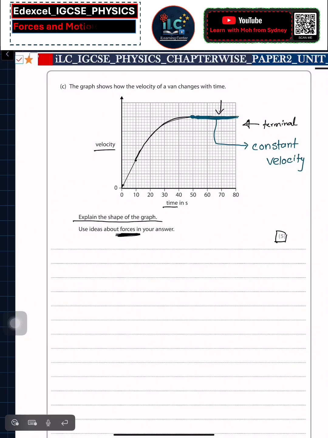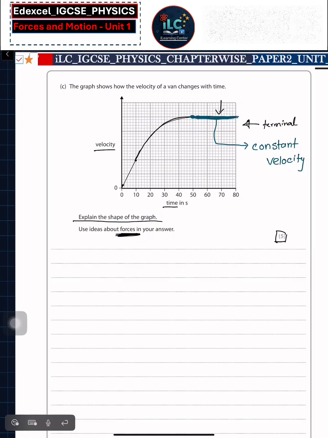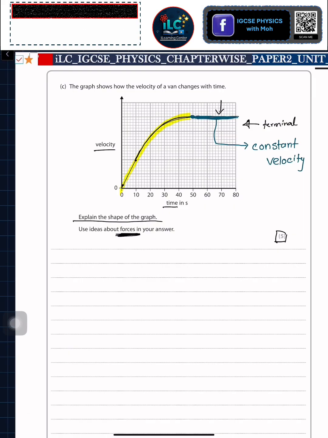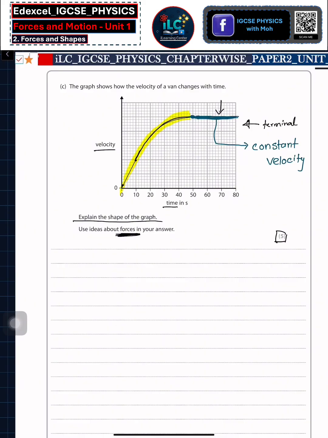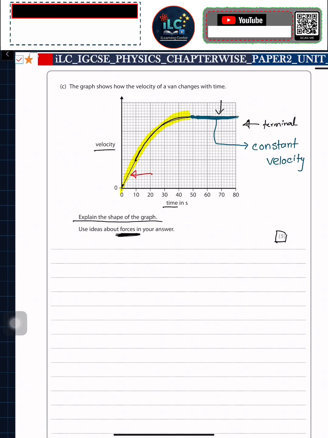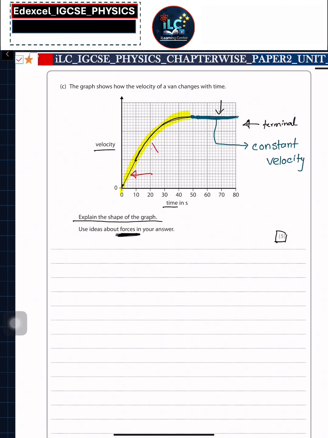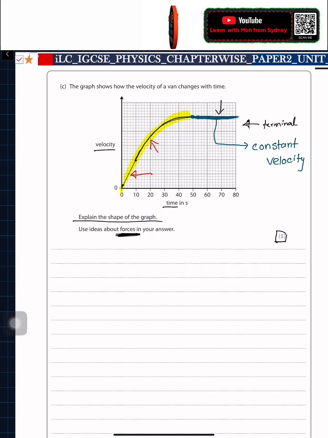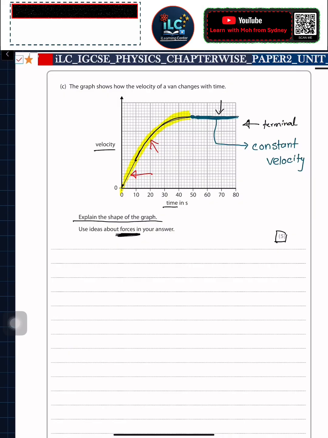So of course, for the rest of the part, what's happening here is that you are accelerating for this portion of the graph. So this portion of the graph is acceleration, and of course the acceleration is also changing with time. You have a greater rate of acceleration here than you have here, okay? Because as the speed increases, the air resistance also increases, the frictional force increases.